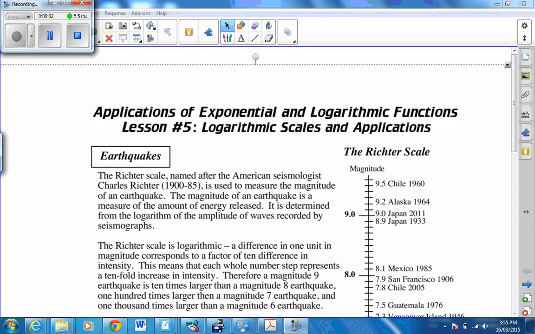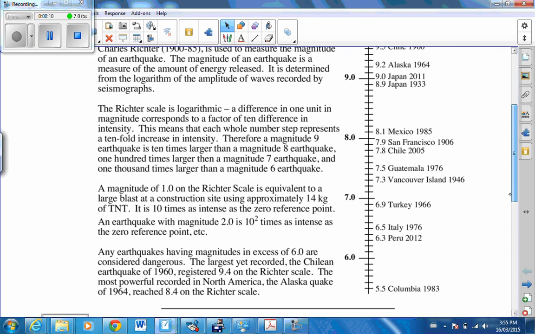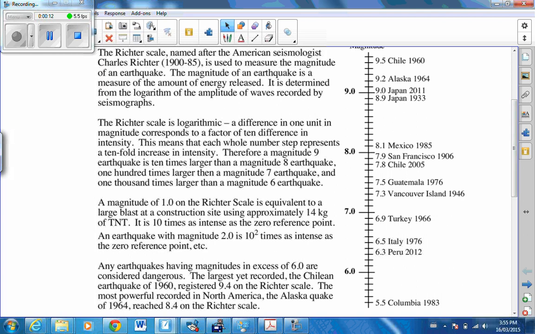All right, so this is the last of the applications of these things, logarithmic scales. These are earthquakes, decibel scales, and pH scales. Basically, the way that the Richter scale works is that every factor is a factor of 10. So if I was comparing the San Francisco earthquake at 7.9 and the Turkey earthquake at 6.9, San Francisco was actually 10 times stronger.